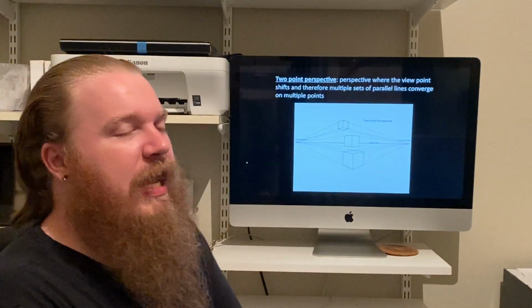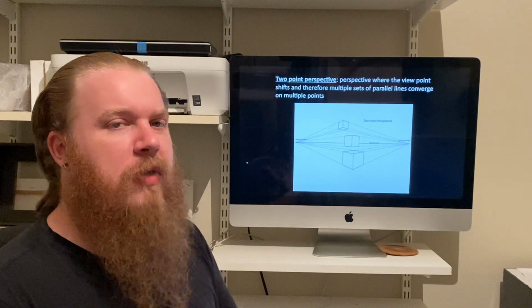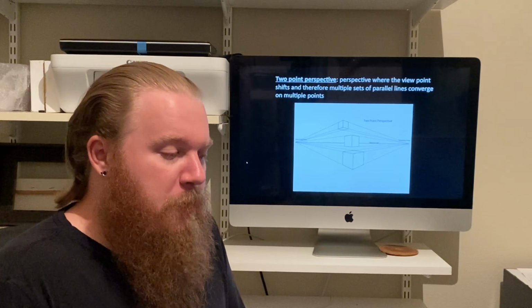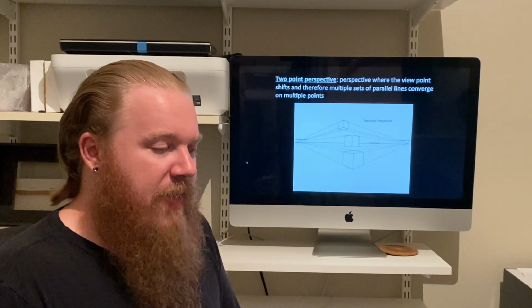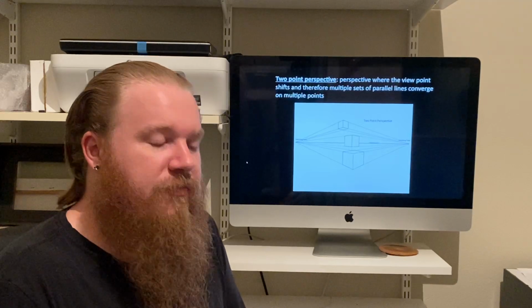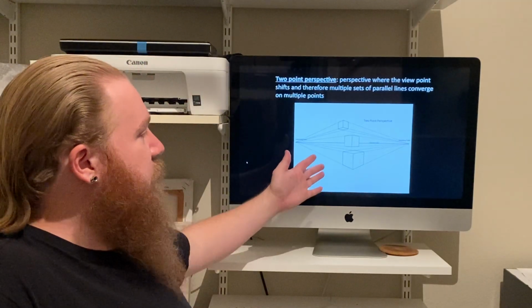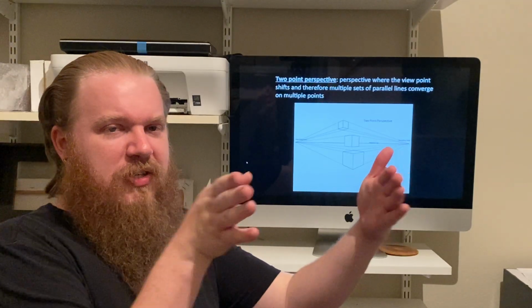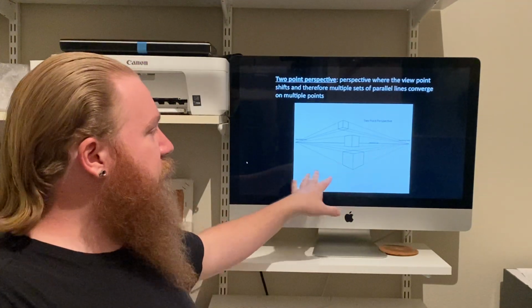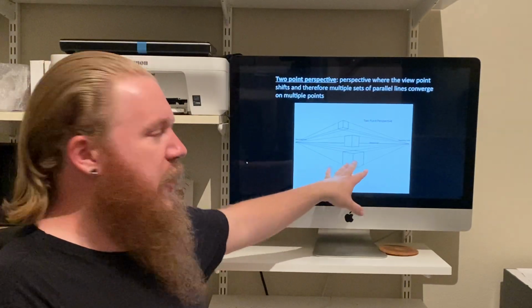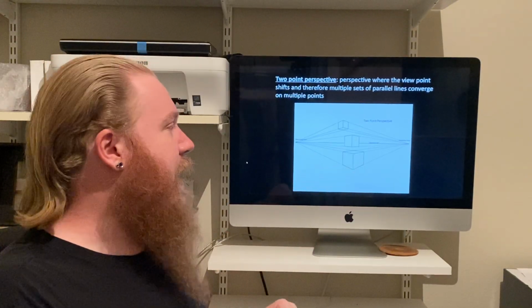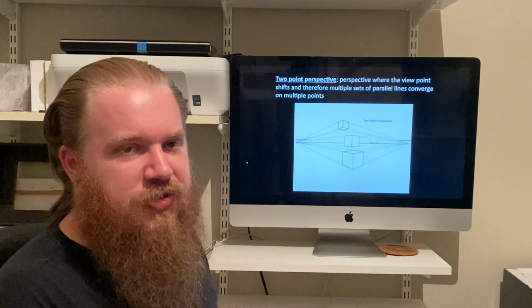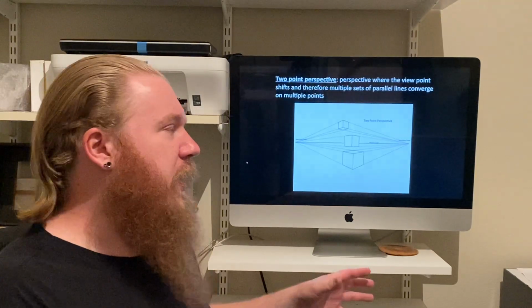Now that is opposed to, say, two-point perspective, which is going to be much more heavily utilized in artwork than one-point perspective. And this is a perspective where the viewpoint shifts and therefore multiple sets of parallel lines converge on multiple points. So such as we see here. One-point perspective is usually really good for showing something just off of center, whereas two-point is used much more for showing things on a corner or something like that. But this is still almost always used to echo architecture within two-dimensional artworks and things like that.